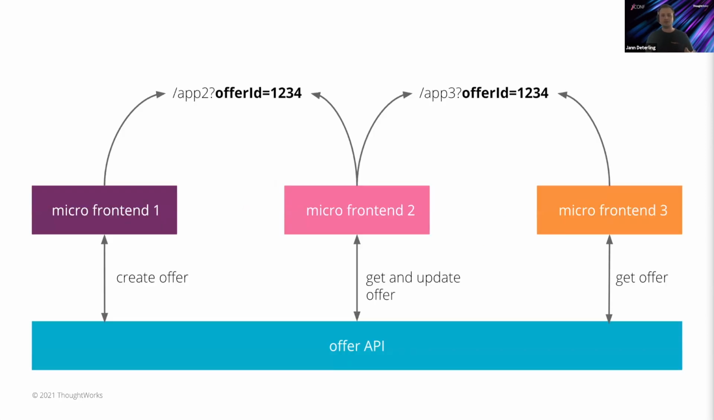An example would be that we have 3 micro-frontends and all of them talk to an offer API. Micro-frontend 1 might create an offer, and whenever it creates the offer, it will just put the offer ID in the URL and then pass it on to the next application. The next application can read it from the URL and might load the state, might manipulate the state. That's up to them, up to the domain of that micro-frontend. And that for us made it really lightweight and very easy to translate state over the different micro-frontends that we had.